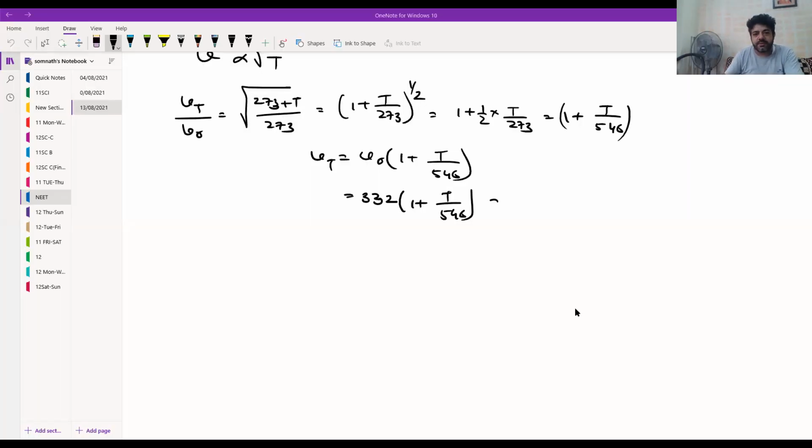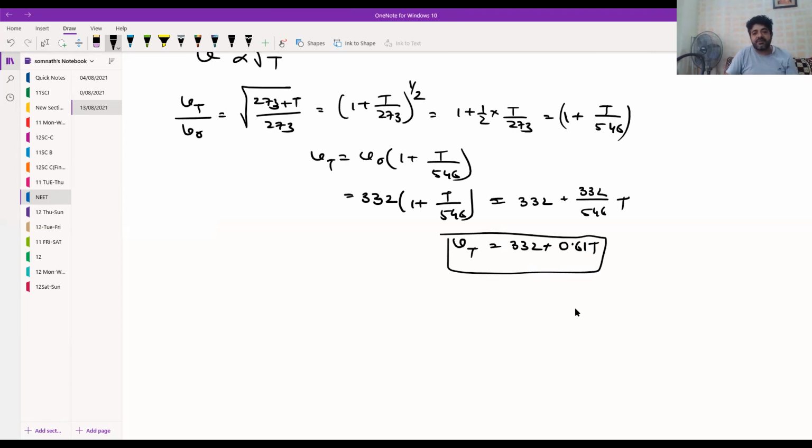तो 332 plus 332 by 546 t, 332 plus 0.61 t. So this is the velocity at temperature t. देखो you can use directly.